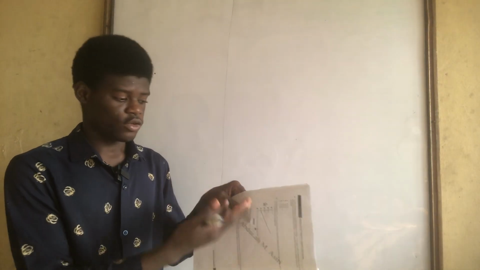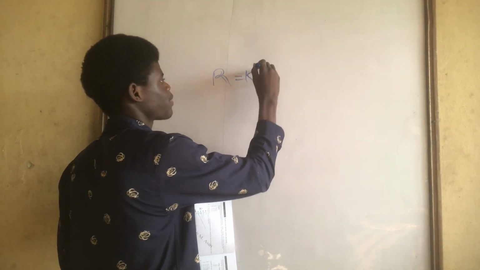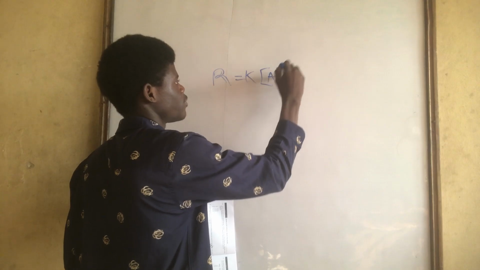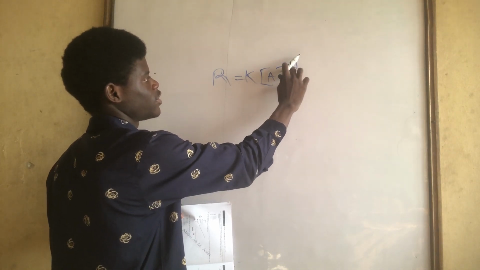They're asking us for the rate law of this reaction. To get the rate law, we need to know the order of the reaction, whether it is first order, second order or third order. When we've gotten the order of the reaction, then we can find the rate law. The rate law is r equals k times the concentration of A raised to n. So we need to find this n to actually get the rate law.